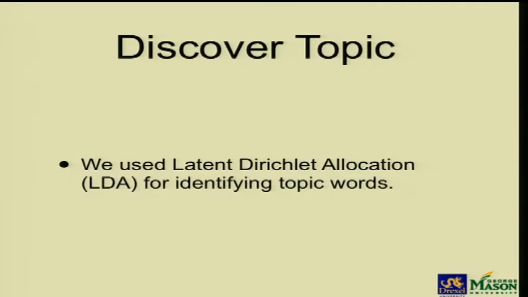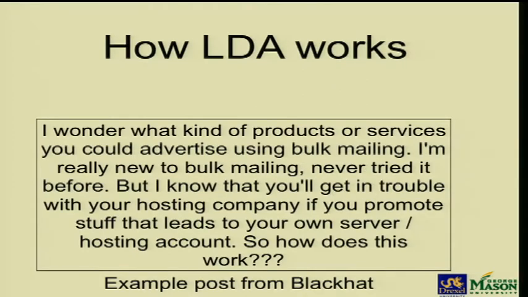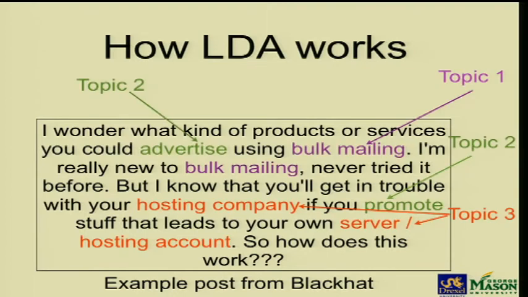For our topic analysis, we used latent Dirichlet allocation, LDA. How LDA works is that it assumes each document is made up of words taken from different topics. For example, this document could be of three topics. There could be one topic about bulk mailing. There could be one topic about advertisement that would include words like advertise and promote. And there could be another topic about hosting companies, servers, and hosting accounts. So using LDA, we can find the words that are related to a specific topic.